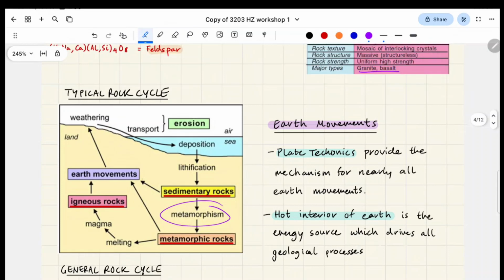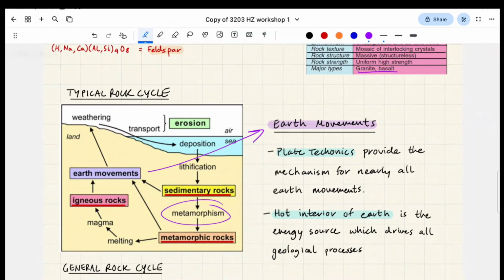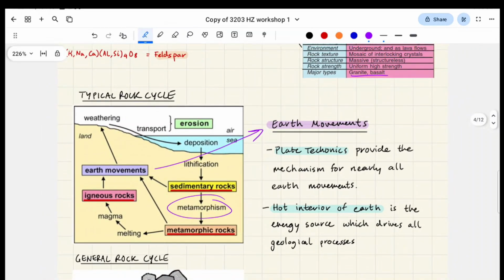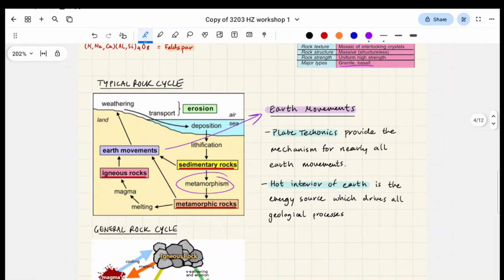So I want to draw your attention to Earth movements because this is the start of probably the content that you've actually been taught in this course, right? Plate tectonics, right? Actually, sorry, let me jump back for a second.